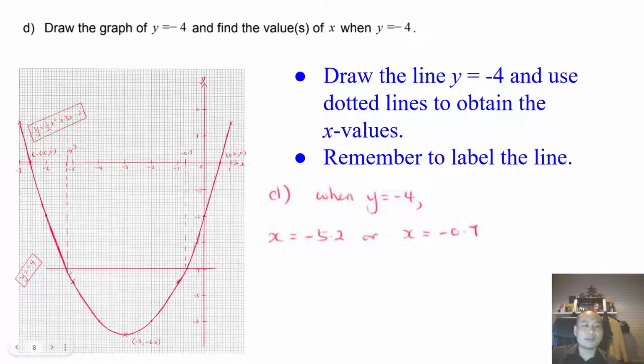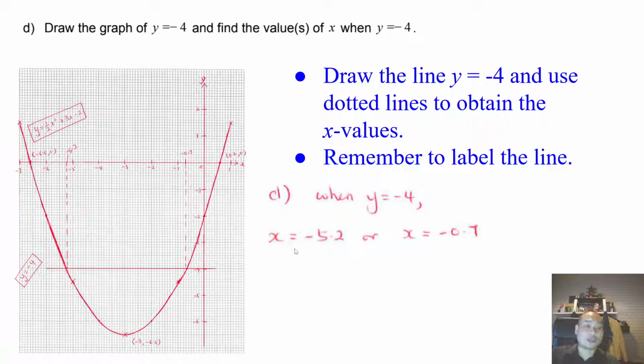So at the intersection point, what we can do is pull out our ruler and draw a dotted line, guide it all the way to the x-axis and read off the value over there, right? So when we use the dotted line, read the value. This is -5.2, and on the other intersection point we got -0.7. Okay, so that will be our solution.